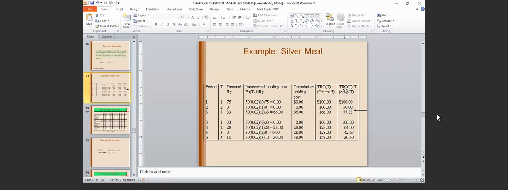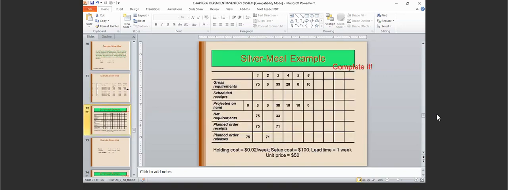Average total relevant cost yang terendah di sini adalah pada RM50. Maka kuantiti pesanan yang akan kita include adalah gross requirement pada period 1 dan 2 sahaja. Oleh kerana pada period yang kedua itu nilai gross requirement-nya adalah kosong, maka kita hanya include kuantiti period yang pertama iaitu 75, kan? Jadi kita masukkan 75 di sini. Okey. Jadi kita selesaikan sampai pada period yang kedua.